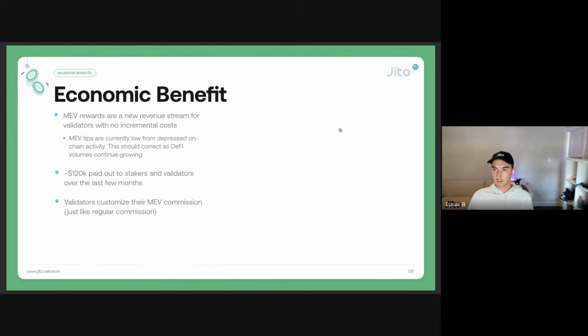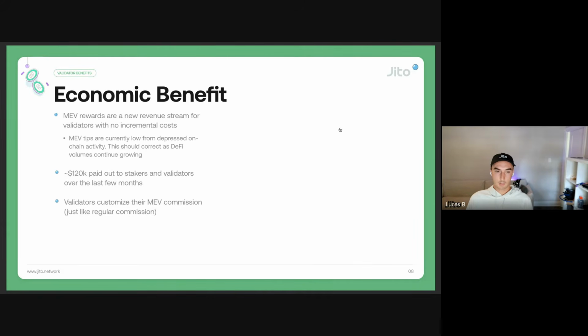MEV tips are pretty low right now. I think there's not a ton of on-chain activity compared to what was going on in 2021. We're obviously extremely bullish on Solana. Hopefully if you are here as well, you believe that DeFi is going to do very well in Solana. So we hope to see the DeFi volumes increasing. That will create more arbitrage and MEV opportunities, and will hopefully result in more fees for validators as well.